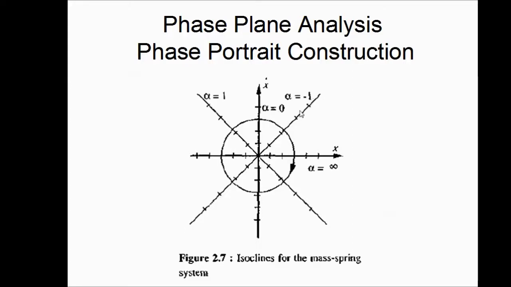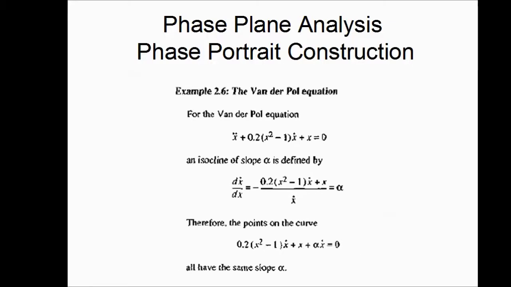So for this example, this line occurs when alpha is minus 1, because the equation of this line is x2 equals minus x1. So alpha is minus 1, and the angle is 135 degrees. Here the slope is positive. So accordingly, set the value of alpha, draw the line, and draw tiny segments representing the value of alpha along that line. Now let's look at the well-known van der Pol oscillator, the van der Pol equation.